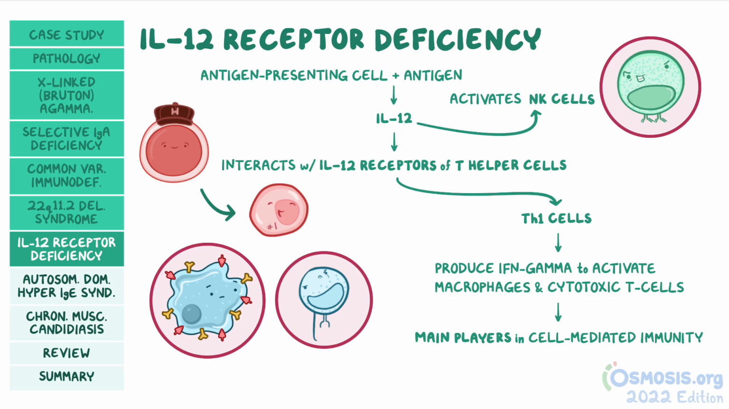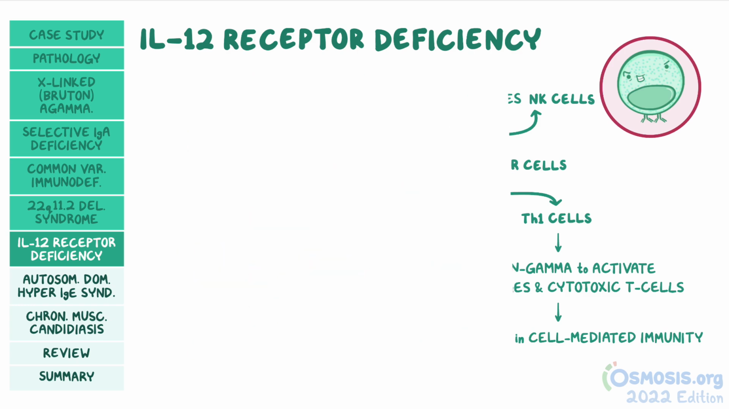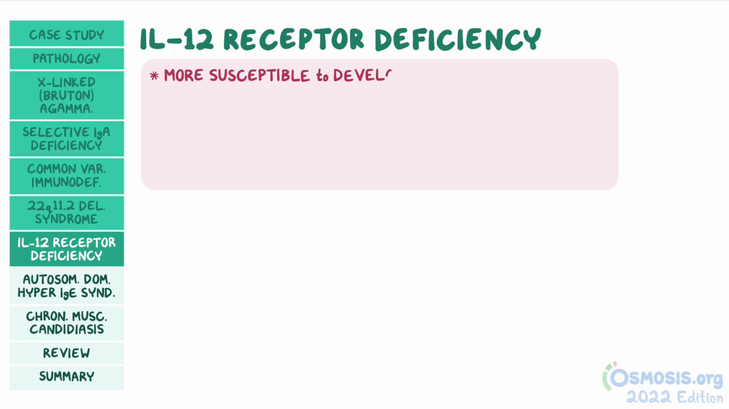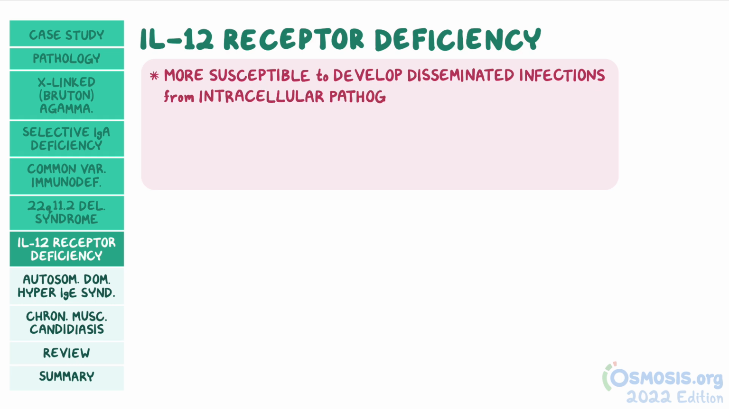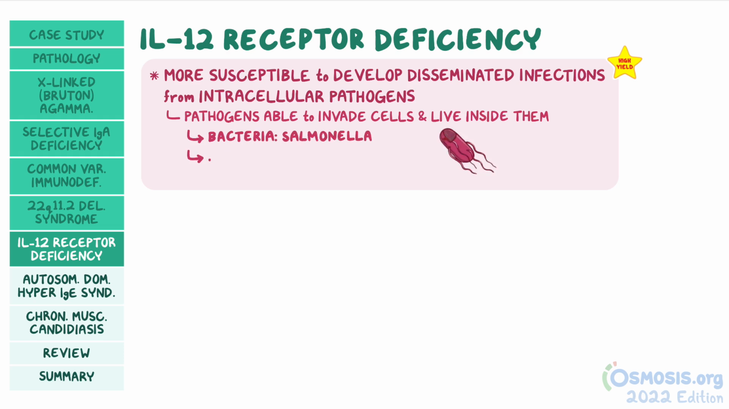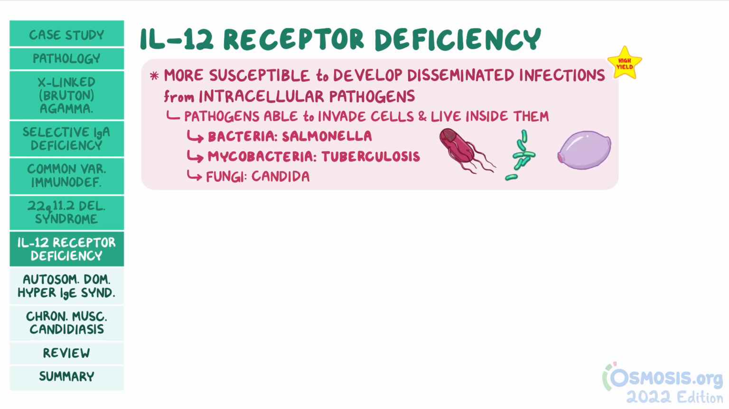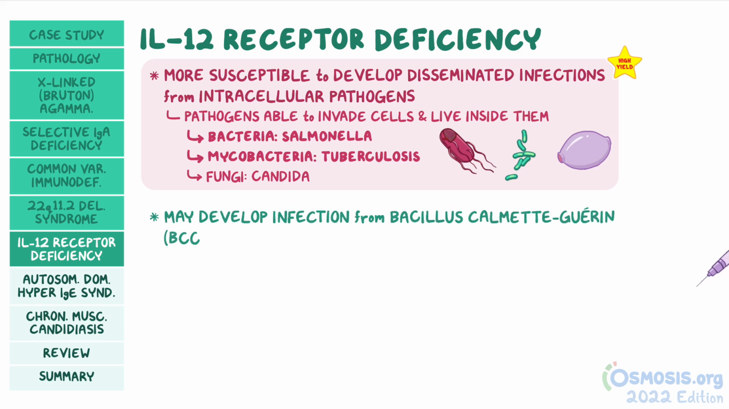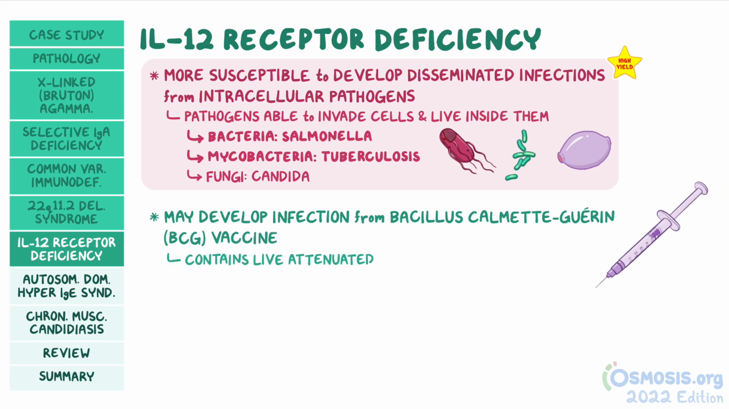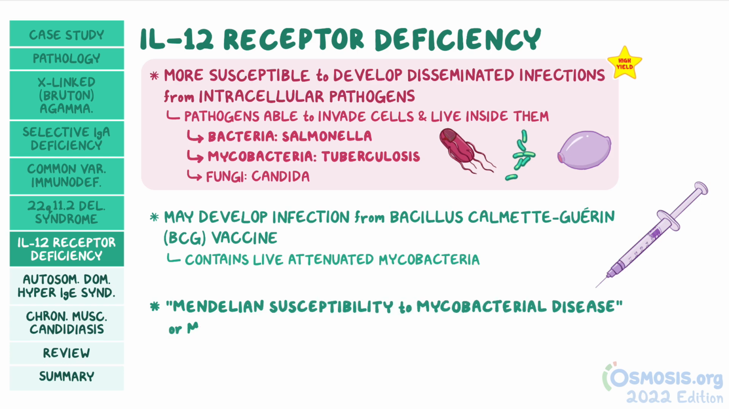Now, individuals with IL-12 receptor deficiency lack this cell-mediated immunity, which makes them more susceptible to develop disseminated infections from intracellular pathogens, meaning pathogens that are able to invade our cells and live inside them. Intracellular pathogens include bacteria, such as Salmonella or Mycobacteria like tuberculosis, as well as some fungi like Candida. You should also know that these individuals may even develop an infection from getting the Bacillus Calmette-Guerin, or BCG, vaccine, as it contains live attenuated mycobacteria that these individuals can't fight. These findings are collectively called Mendelian susceptibility to mycobacterial disease, or MSMD for short.